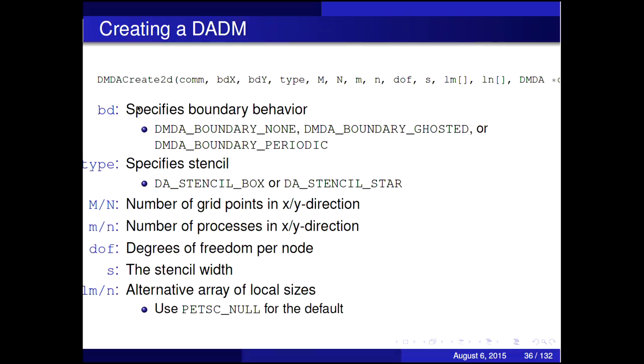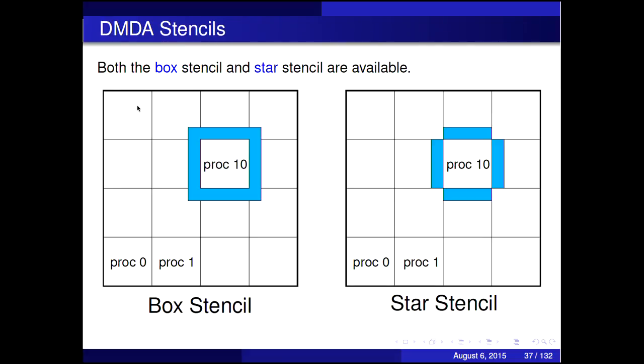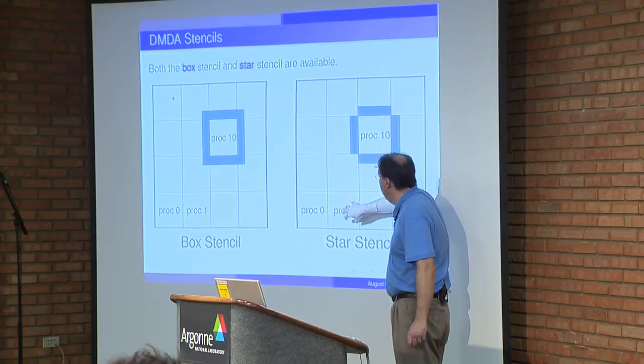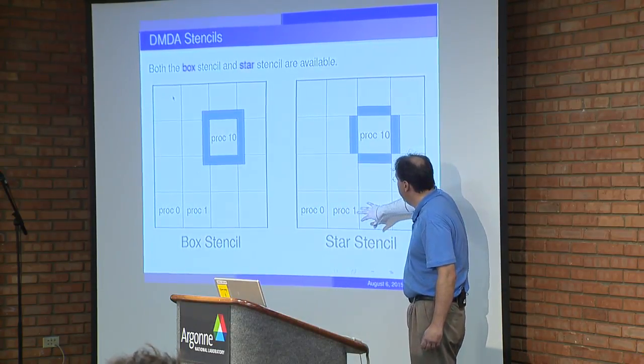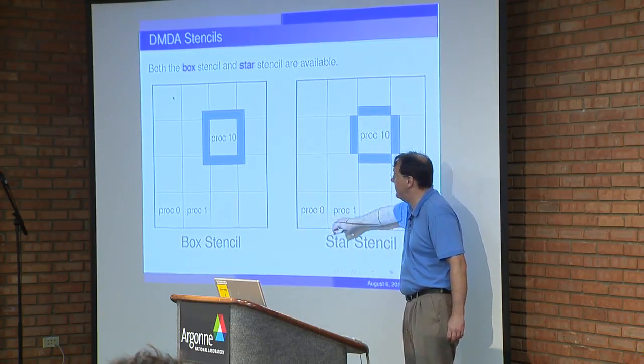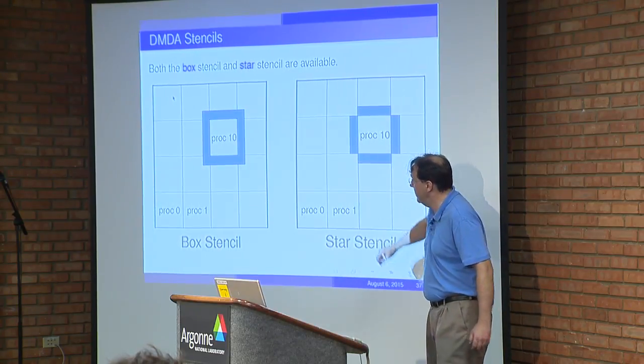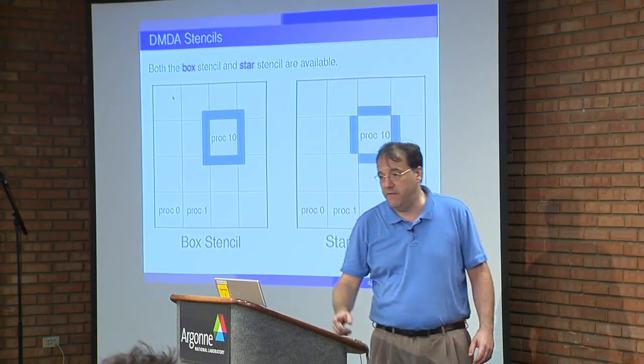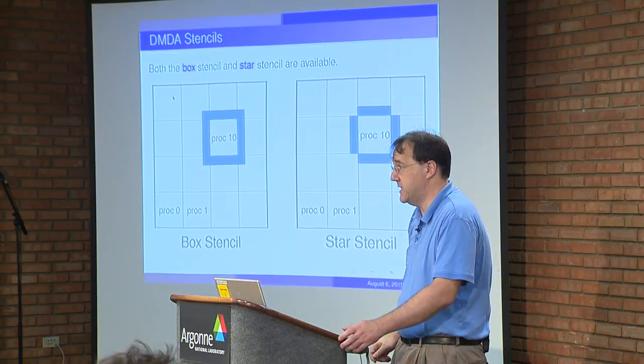for the lowest order. Then the number of grid points of your mesh in the two directions, how many degrees of freedom you have per node, how wide your stencil is. So there's an example of a box stencil and a star stencil. And what happens is it takes the entire mesh and just divides it up in the following way, like this. And it tries to make these subregions as square as possible relative to the total mesh. So in this case, we have a 4x4 set of processes, so 16 processes.